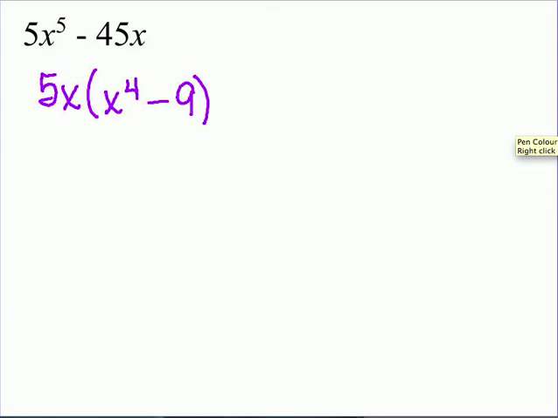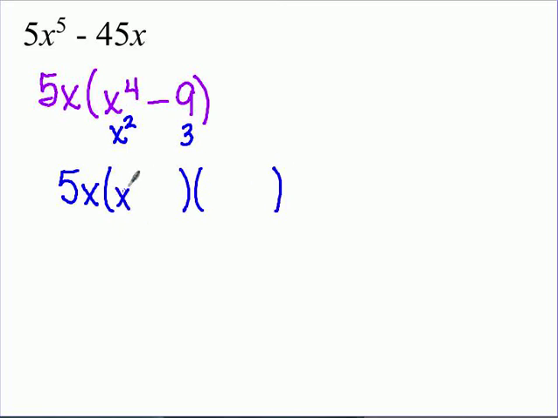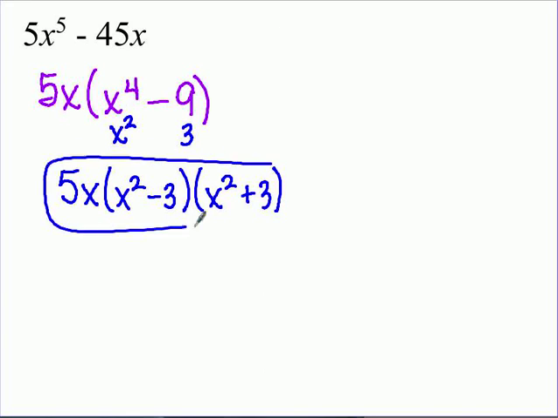So is x to the 4th a perfect square? Yes. What is it? x squared. What about 9? 3. So I've got my 5x still out front, and then I've got my 2 quantities. What will be in the first quantity? x squared minus 3 and x squared plus 3. Am I done? Yes, 3 isn't a perfect square. 3 is not a perfect square, so am I done? Yes. Okay. Only if it's a perfect square can you factor that.